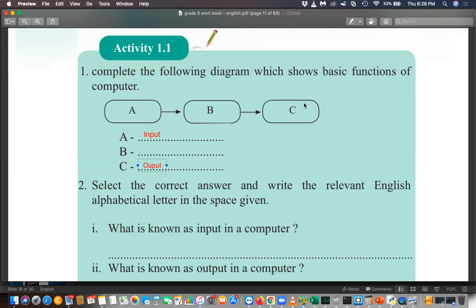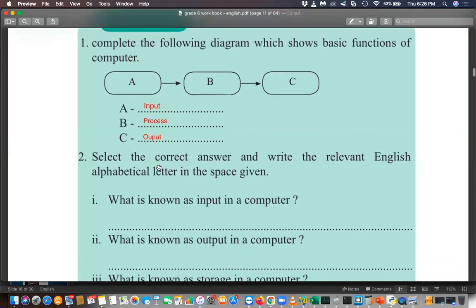For an example, think that I have given you 7 plus 5. What is the answer? 12. Okay, 7 I gave as input, 5 I gave as input, plus I gave as input, then it did this part and you said 12 is the answer. What is in the middle? Yes, that is called process. So input should be processed to get the output. So you have to write input, process and output, and those are the answers.